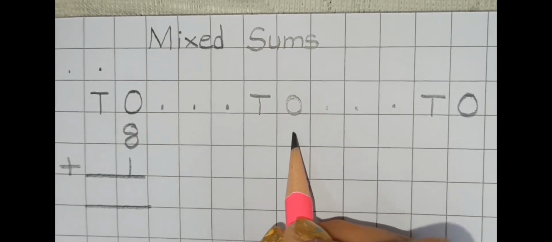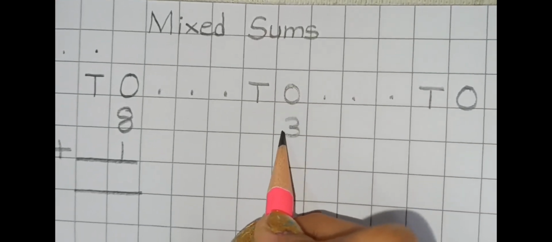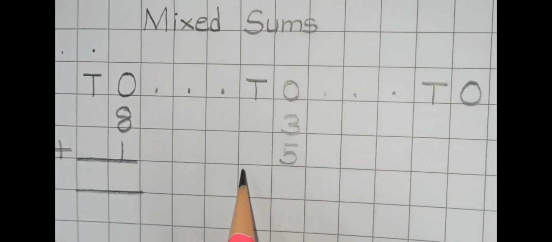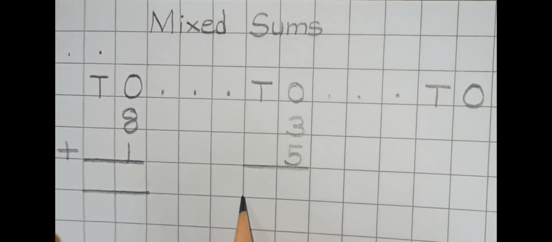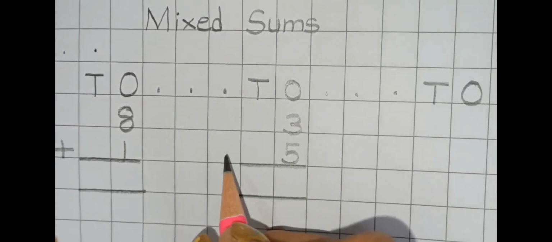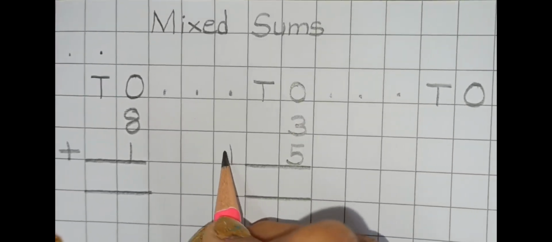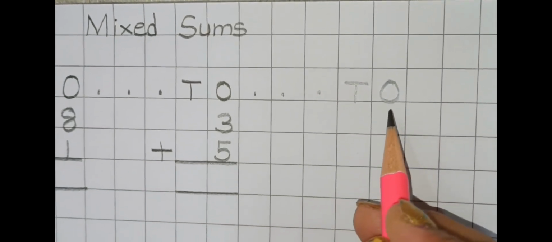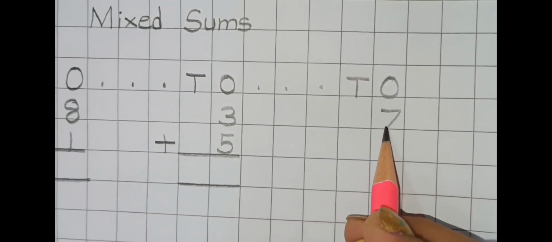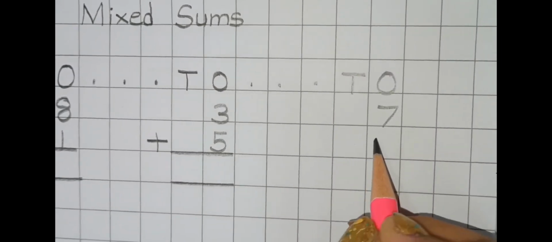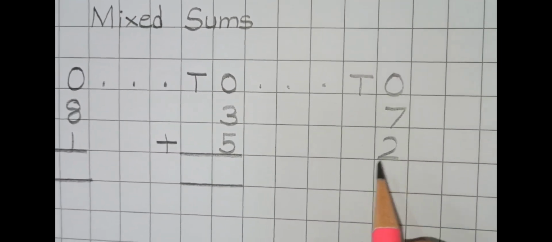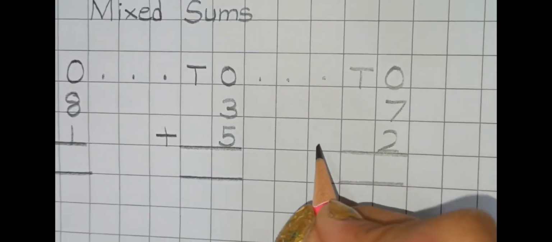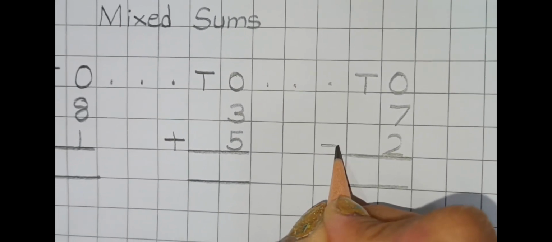Under this O, we'll write number 3, and under 3 we'll write number 5. Then two lines, and now sign of addition. Under this O we'll write number 7, and under 7 we'll write number 2. Again two lines, but this time we'll make the sign of subtraction.